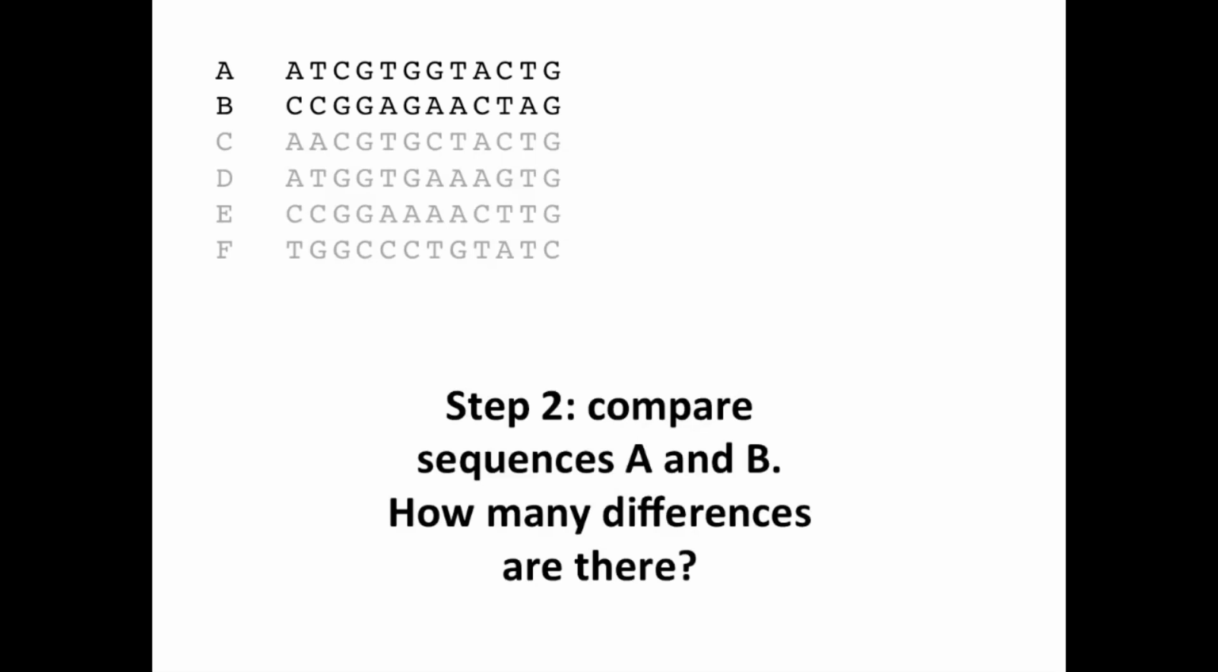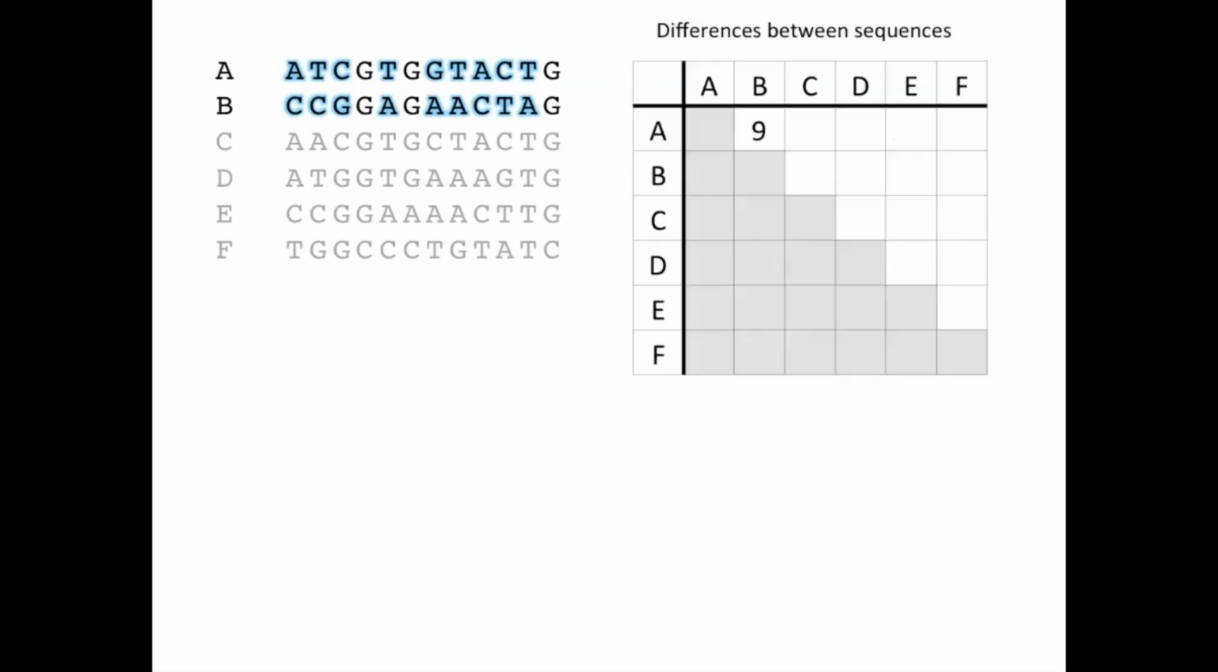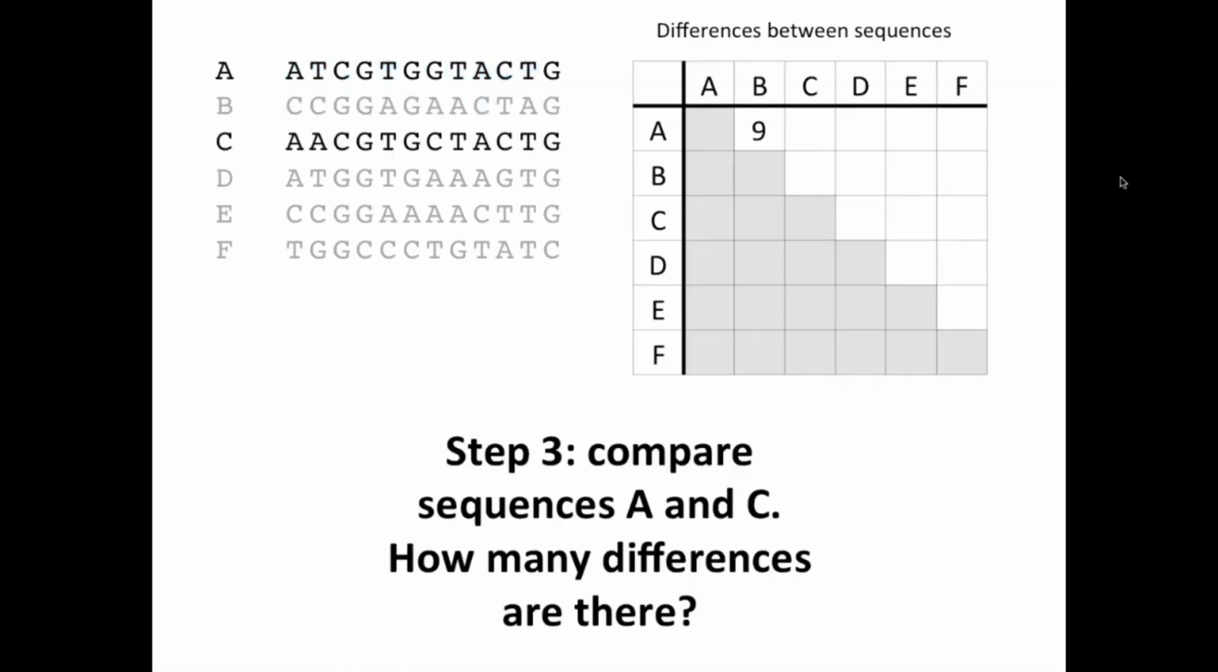So our next step is to determine how many differences there are between sequence A and sequence B. When we do this, we see that in 3 positions the sequences are the same, and in 9 positions they are different. So we have 9 differences between sequences A and B. We can start building a table of all the differences between the sequences, and our first entry is 9 differences between A and B.